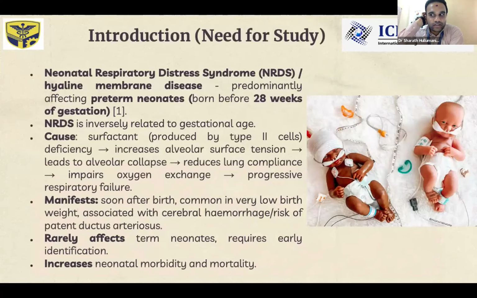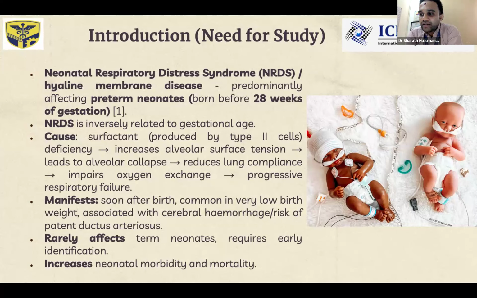Coming to the introduction, what is the main need for this particular study? Before that, I can tell what NRDS is. NRDS is mainly hyaline membrane disease. It is predominantly seen in preterm neonates born before 28 weeks of gestation, and it is a severe respiratory condition that mostly affects preterm infants. According to WHO and recent papers, there is an inverse relationship with gestational age, and it is more prevalent in premature babies, particularly those born before 28 weeks of gestation.